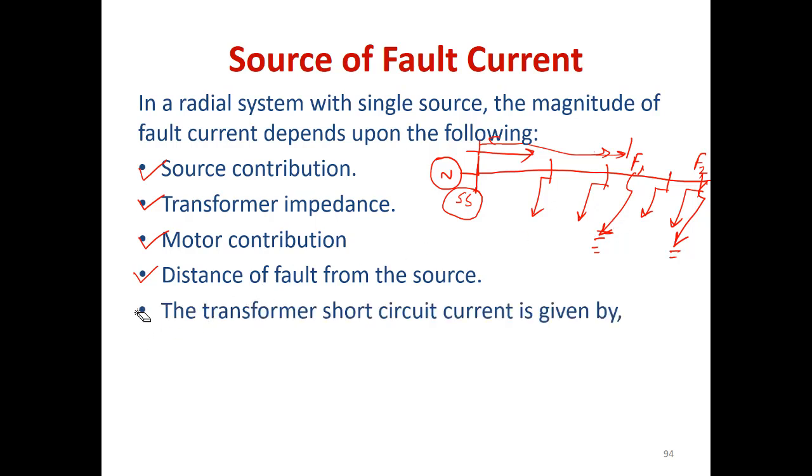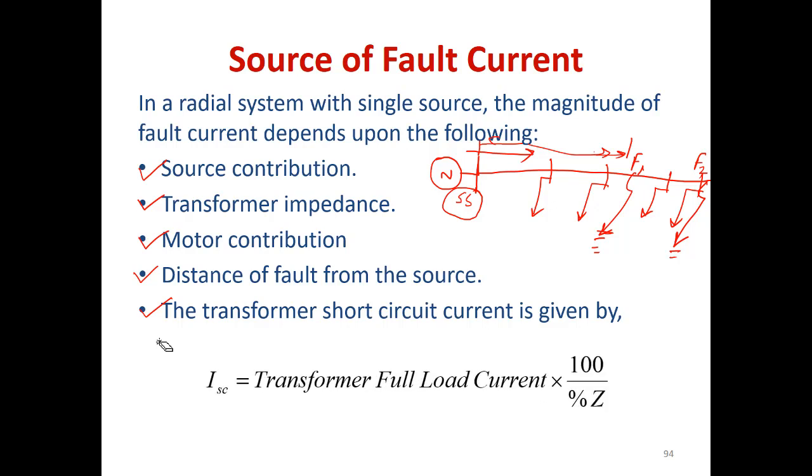Then the transformer short circuit current, that is, the short circuit current level of the transformer, also plays an important role. What is that short circuit current of the transformer? If we define ISC as the short circuit current of the transformer, then it can be defined as the transformer full load current times 100 by percentage Z. How did we get this formula? Let us derive it.